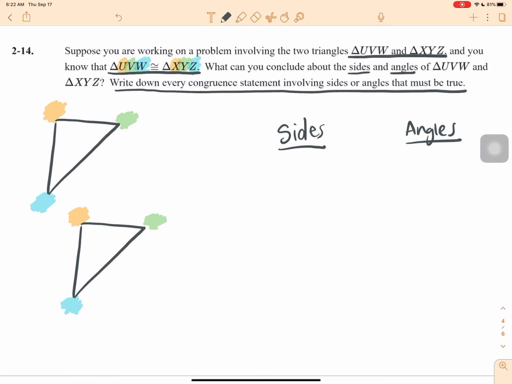So what I'll do here is, now I know that one's U, this one is X, V and Y, W and Z. Okay, so we know that UV is congruent to XY. All right, so we know UV is congruent to XY. So these are what they're wanting. They're just wanting the statements of what is congruent within the 2 triangles.